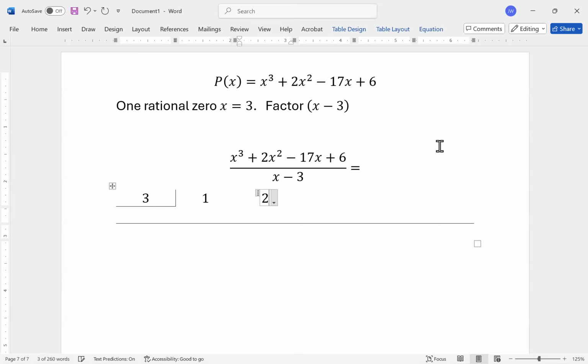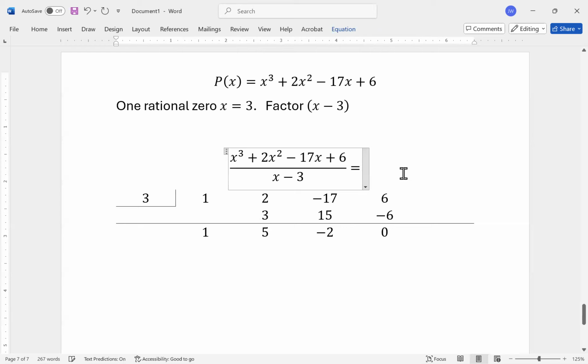So coefficients of my original polynomial on the first line, that is 1, 2, -17, and +6. Synthetic division says drop that 1 down, multiply by 3. That'll give you 3. Add those two, you get 5. Multiply by 3, you get a 15. Add -17 and 15, you get a -2. Multiply that by 3, you get a -6. And we get remainder 0.